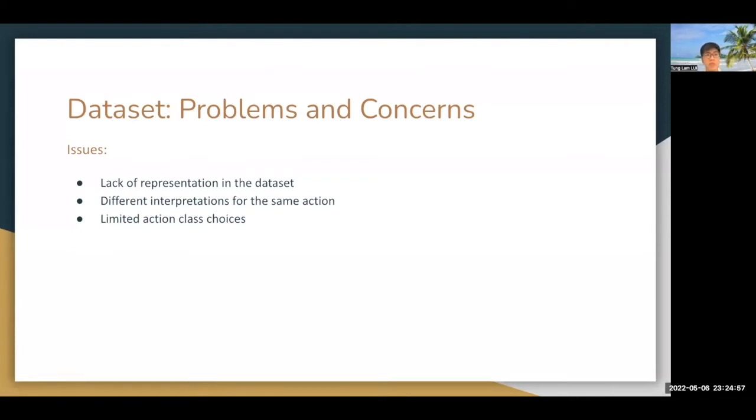Dataset problems and concerns. There are 3 issues with our dataset. 1, lack of representativeness in the dataset. Limited participants are recorded during the COVID time. 2, different interpretation for the same action class. Like seek help, people may wave either hand or both hands. 3, limited action class choices. It has to be elderly specific accidents and easy to mimic by students.